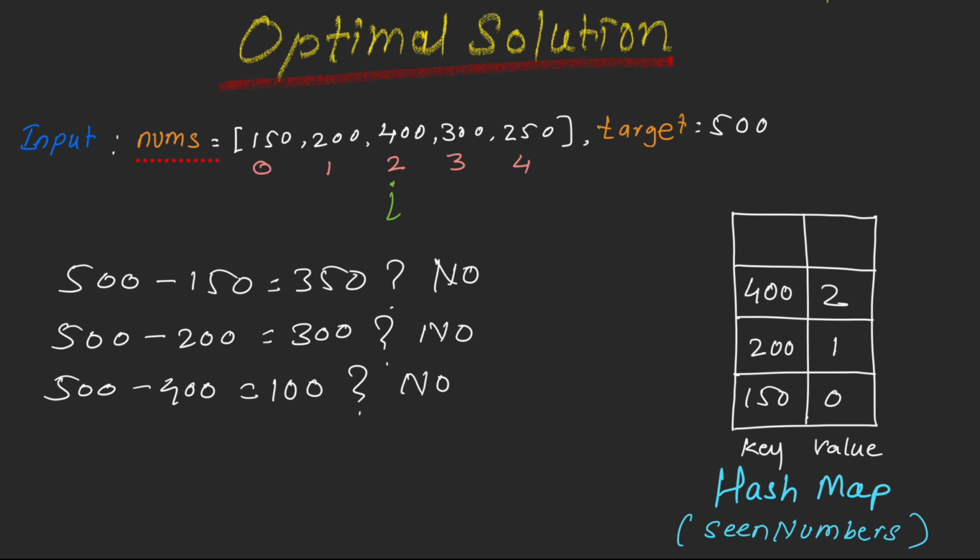Increment i. nums[3] is 300. Complement is equal to 500 minus 300, which is 200. Is 200 in the HashMap? Yes. Its index is 1. We found our pair, return 1, 3 and we are done. This approach ensures we only iterate through the array once and each lookup in a HashMap is extremely fast.